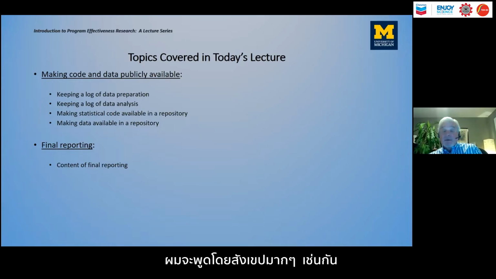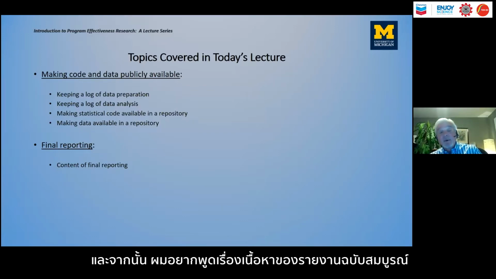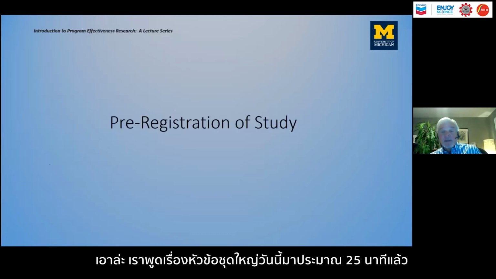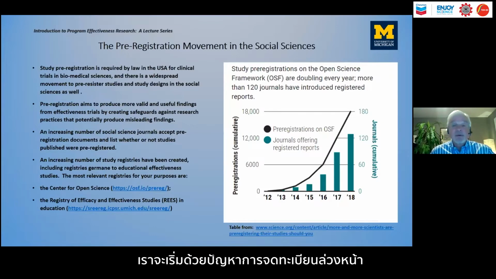I'll also touch very briefly on why it's important these days to make your statistical code and your data publicly available. And then I want to talk about the content of a final report. So a big set of topics today. We've already gone for 25 minutes, so let's just race through these topics. We'll begin with the pre-registration problem.